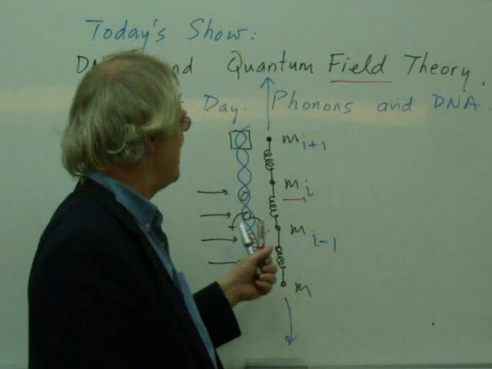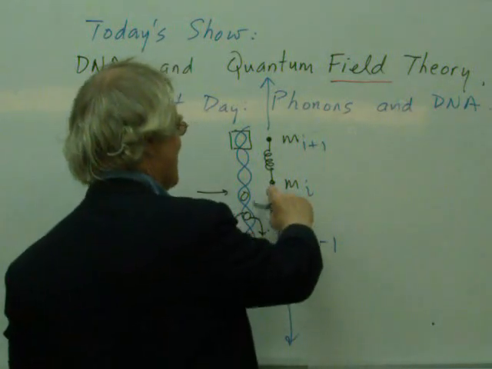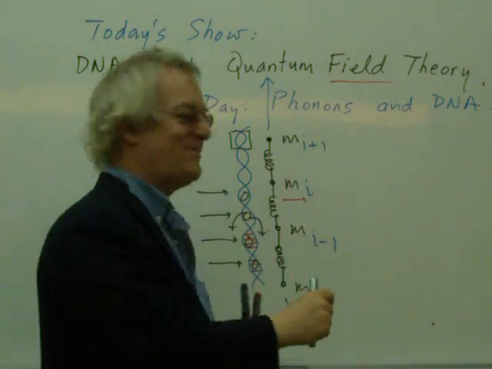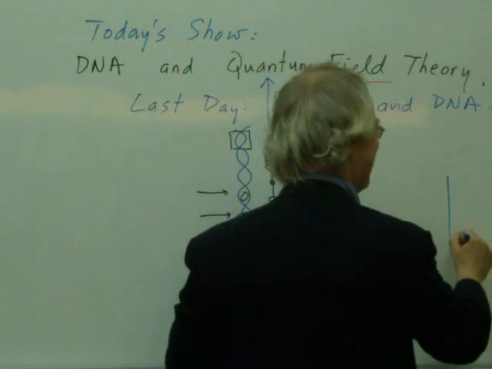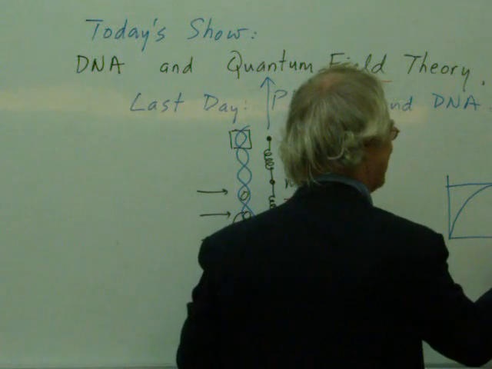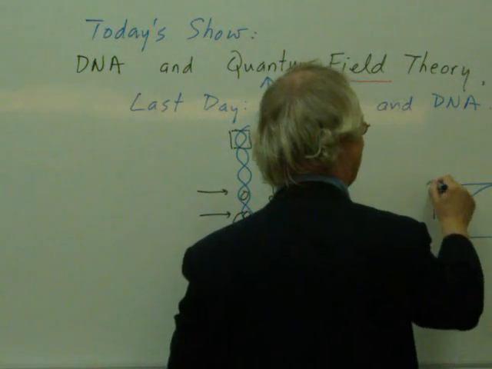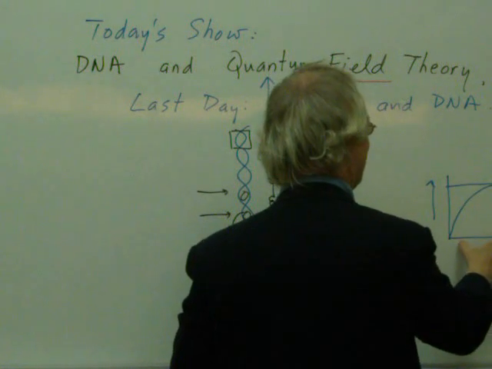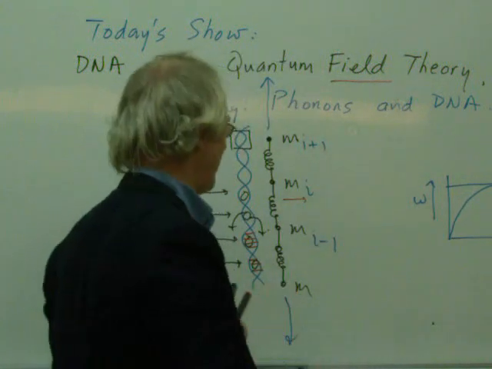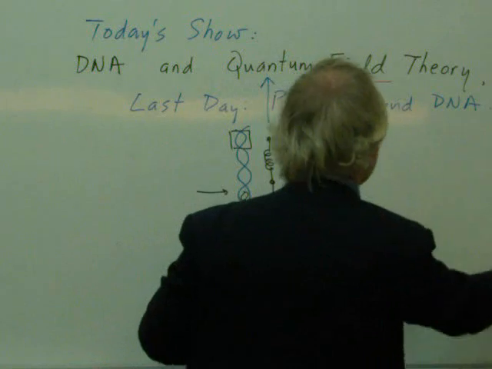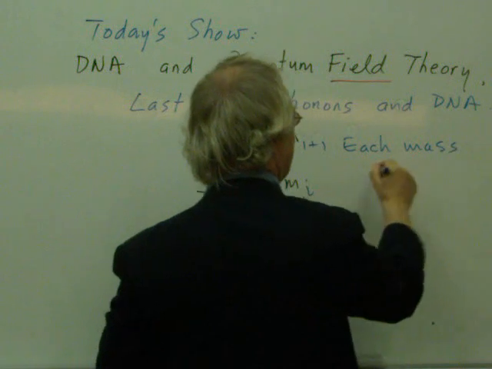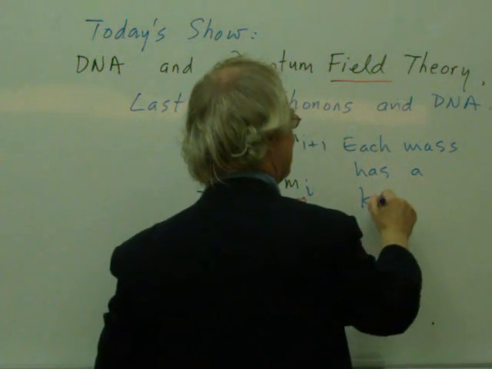Well, the masses, of course, are moving, you see? Well, they're supposed to be moving. They're moving if their frequency is in this range. That is, if the excitation is in this range, then they're vibrating with, say, frequency omega. Well, all right. So if they're vibrating, then each mass has a kinetic energy. Okay?